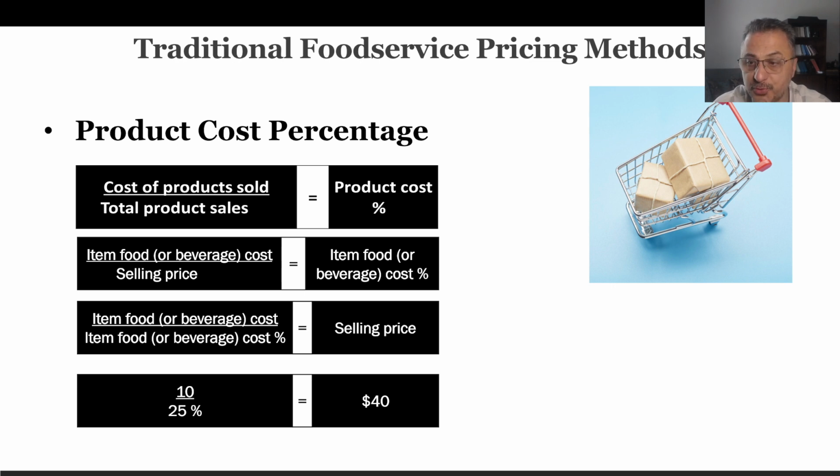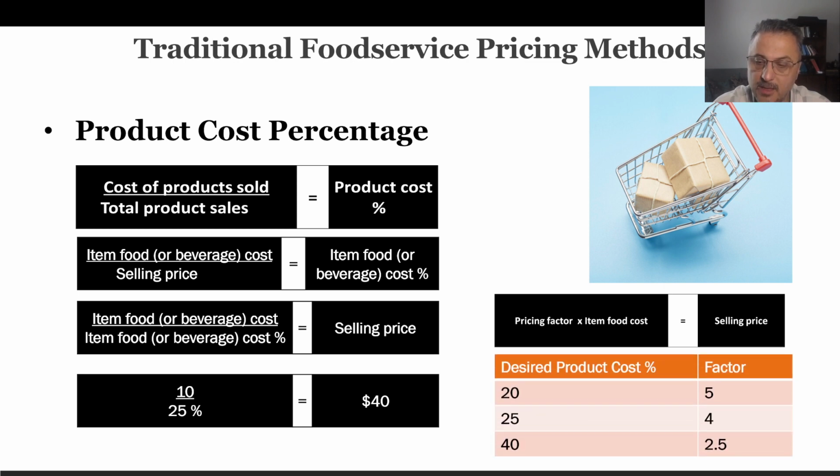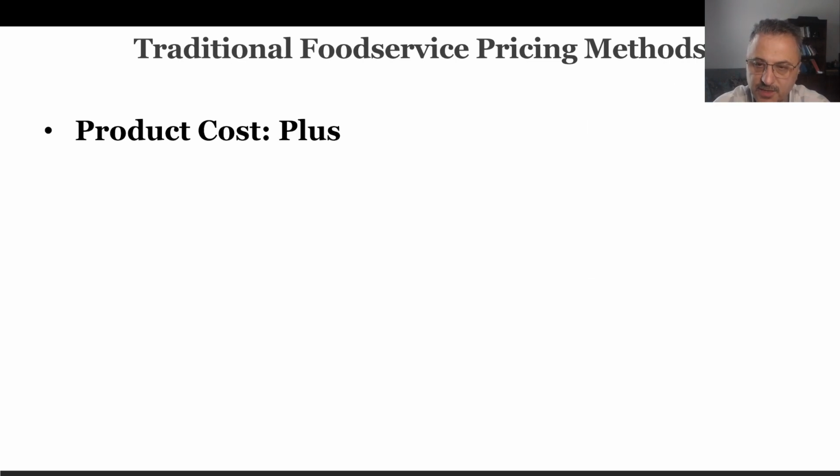Now you can also use pricing factors because usually multiplication is easier than dividing. For example, the factor for 25% is 4, which means we multiply the product cost by 4. Look at the example we just did: $10, right? 10 times factor 4 is 40. So you can check other examples in the book. The examples here are the average, generally used pricing cost factors.